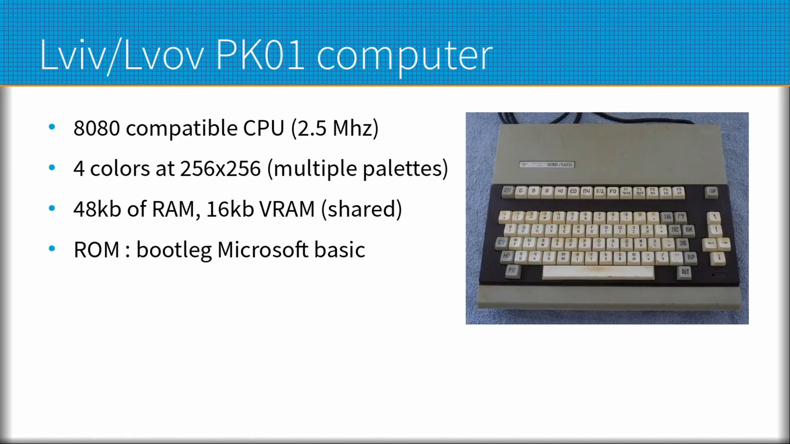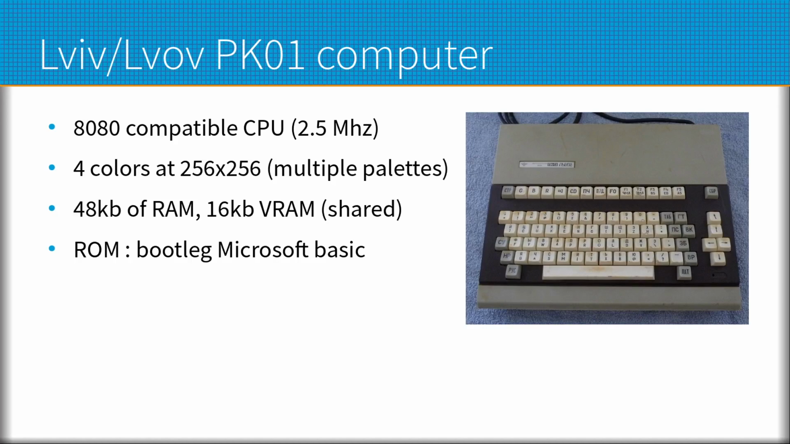So the next computer is this so-called Lvov PK01 computer. This is actually a Ukrainian computer. You can still find them on eBay. It comes with an Intel 8080 compatible CPU. It's actually a clone of it, clocked at 2.5 megahertz. We get full colors at 256 by 256, and we can change the palette. In fact, we have a huge selection of palettes. I believe it is over 100 palettes available.